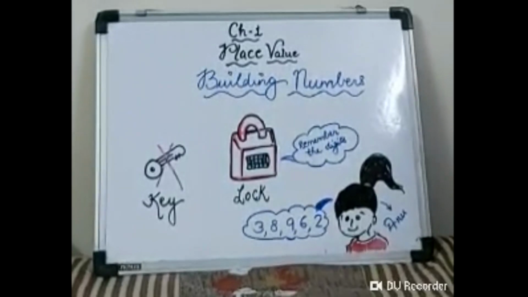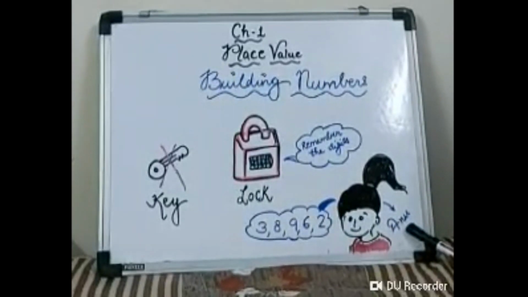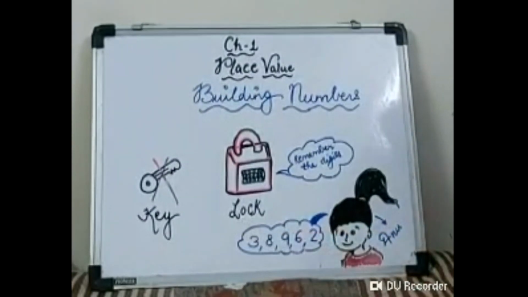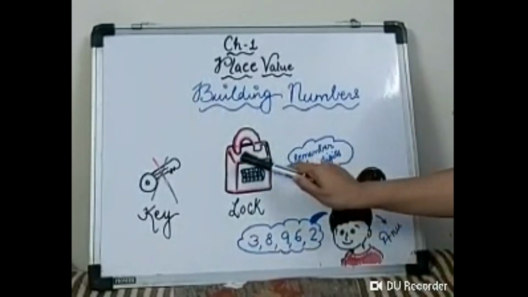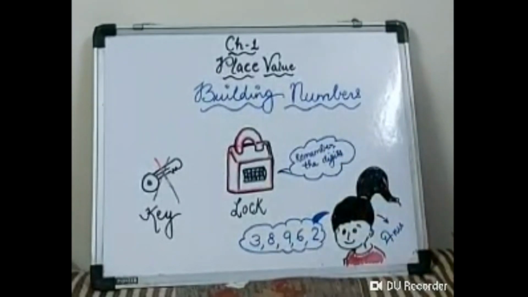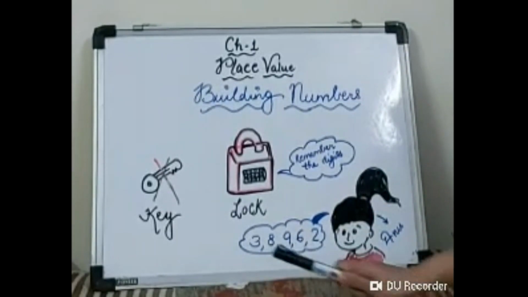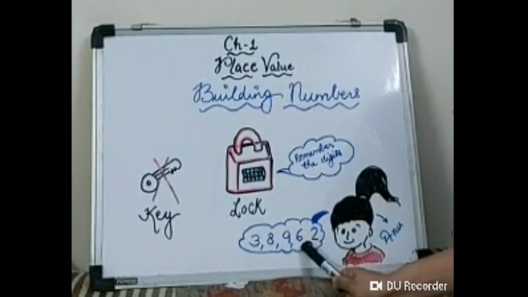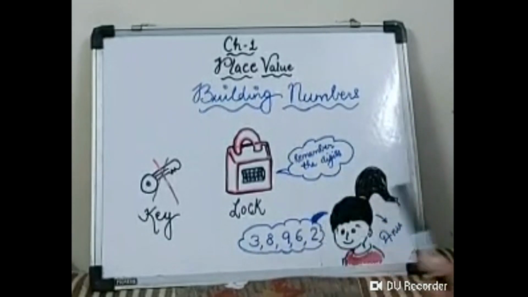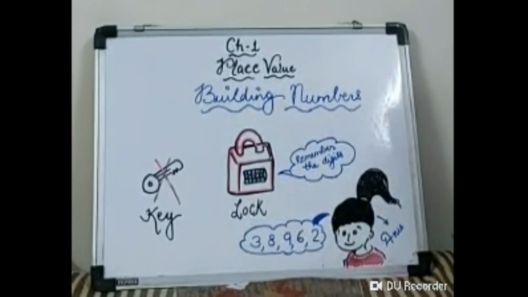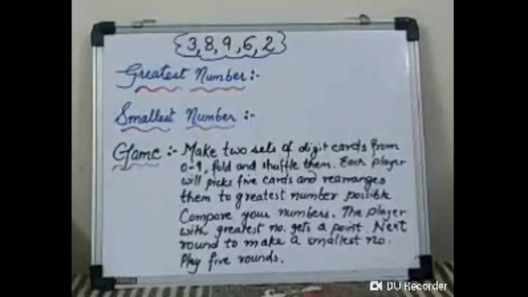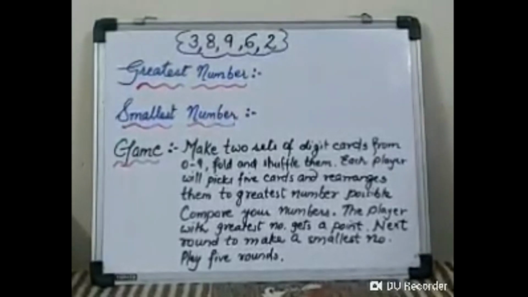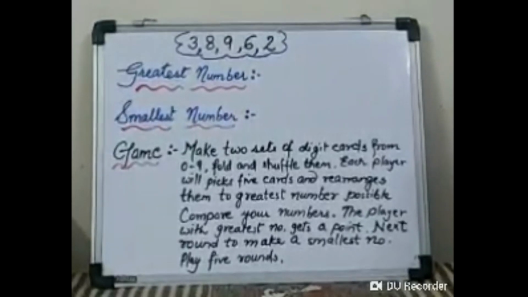Children, there was a girl called Anu. She bought a number lock and wants to set a secret key on it using only the digits 3, 8, 9, 6, 2. Let us help her to set the secret number. Children, what if Anu wants to make the greatest number as her secret number?